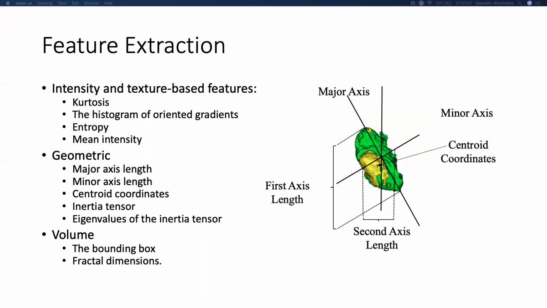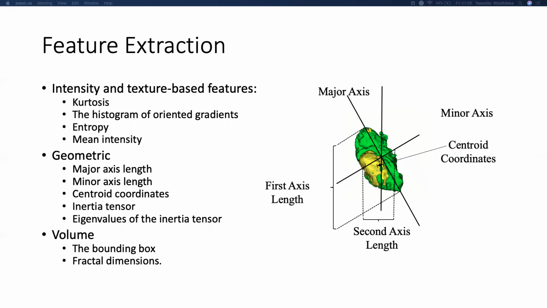Segmentation was followed by the feature extraction. The intensity and texture-based features, kurtosis, the histogram of the oriented gradients, entropy, and mean intensity were extracted for the necrosis, enhancement, tumor core, and whole tumor regions. These histogram features were obtained from both T1 contrast and FLAIR images since both of them magnify different subregions of the tumor. For example, T1 contrast provides a clear picture of the enhancement region.